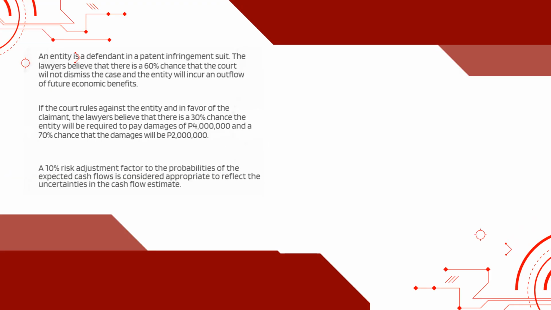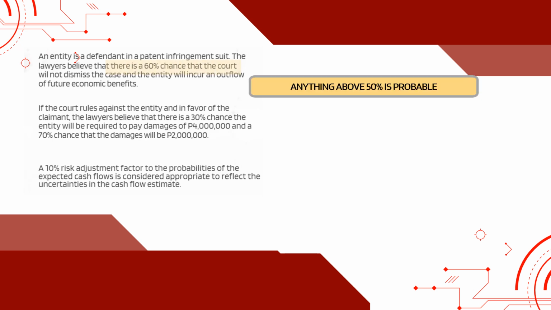So for provision examples, I want you to break it down step by step. Step one is you ask yourself, is this a provision? And again, we do the test. Is it probable? Is it above 50%? The answer is yes, right? So anything above 50% is probable. So this is a provision.